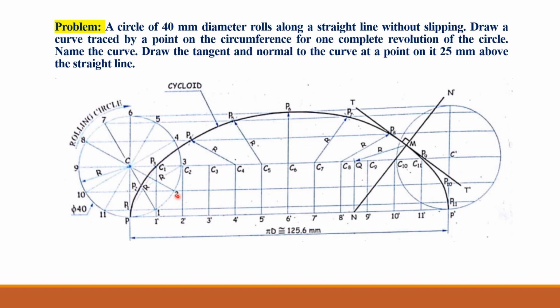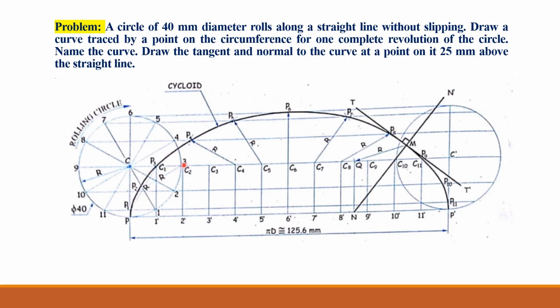Similarly, through point 2 and 10, draw a line which is parallel to the horizontal line. Similarly, through point 9 and 3, draw a line parallel to the horizontal line. Similarly, through 4 and 8, 7 and 5, and lastly through point number 6, draw horizontal lines parallel with this horizontal line.